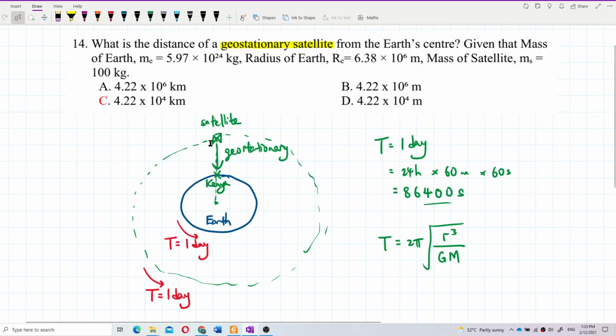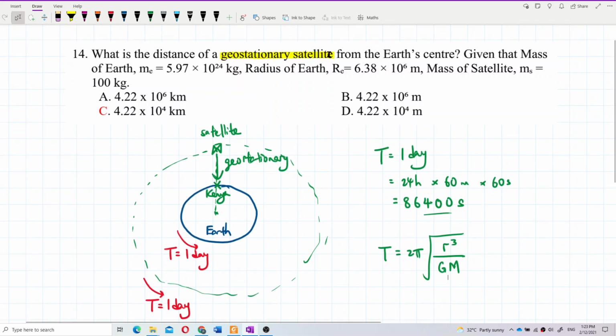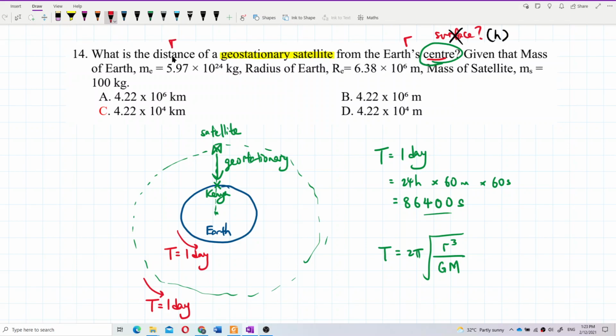R is the distance of the satellite to the Earth center, because we also want to find this R distance of the satellite to the center, right? Not to the surface. This one also needs attention. Is it to the Earth surface or the center? It's not the surface. If it's the surface, it uses H. Understand? This one to the Earth center means it is using R. We need the R value.